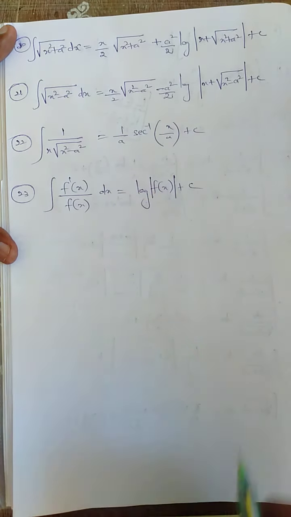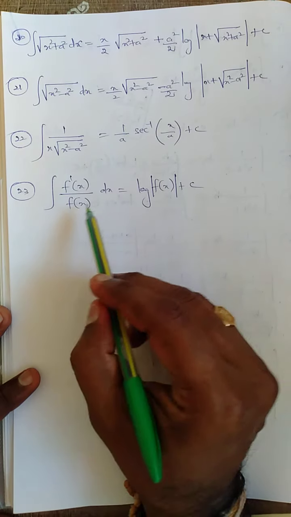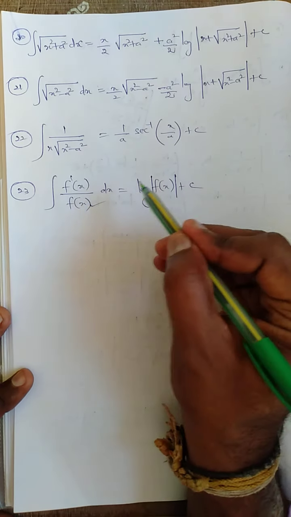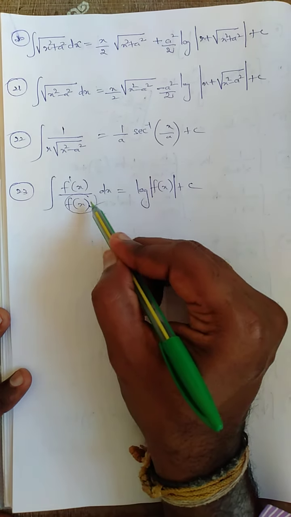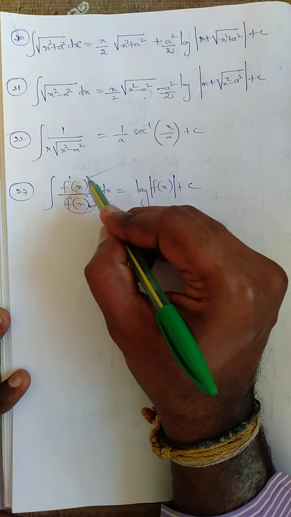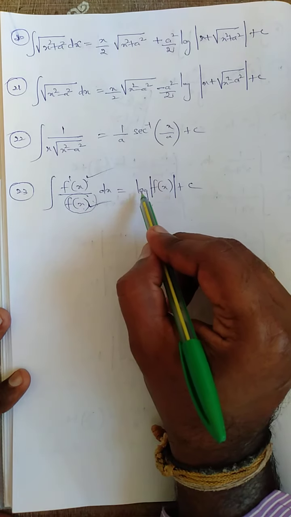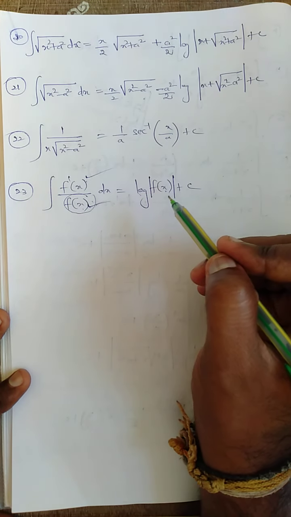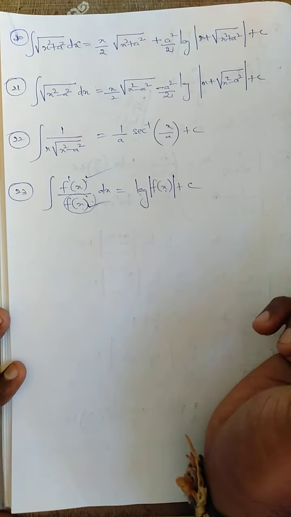You can put modulus log of f of x plus c. Nothing but, if I differentiate f of x, this is the denominator. If I differentiate the denominator, f of x differentiated is f dash of x, which is the numerator. So we can say log of denominator, nothing but log of f of x.